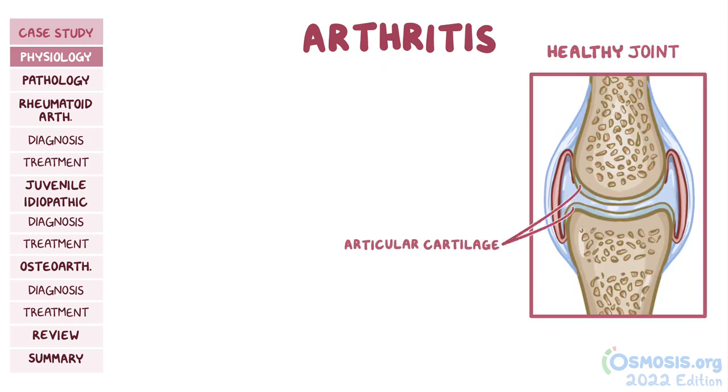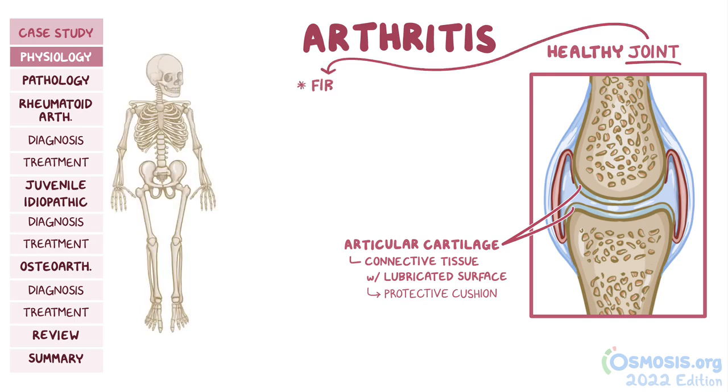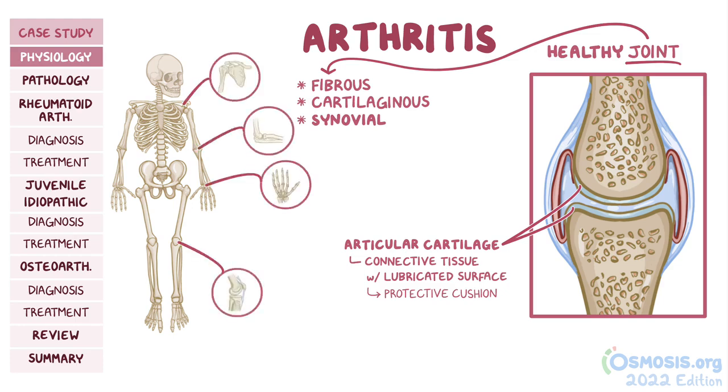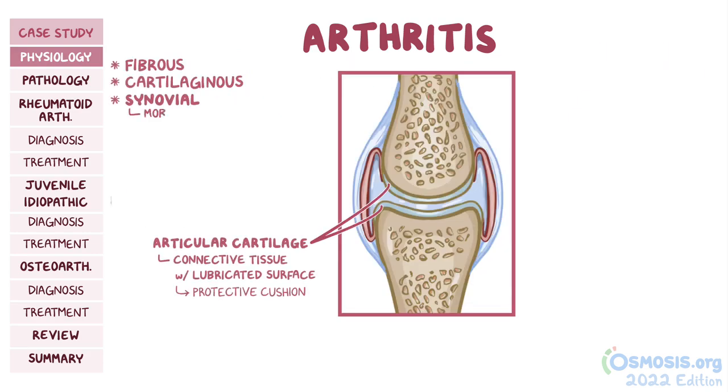cartilage. Articular cartilage is a type of connective tissue with a lubricated surface that acts like a protective cushion for bones to smoothly glide against. Now, there are many types of joints, including fibrous, cartilaginous, and synovial joints, which have additional components depending on their function. For example, synovial joints, like those of the wrist, elbow, knees, shoulders, and hips, are mobile joints that connect 2 bones via a fibrous capsule that's continuous with the periosteum, which is the outer layer of bones.